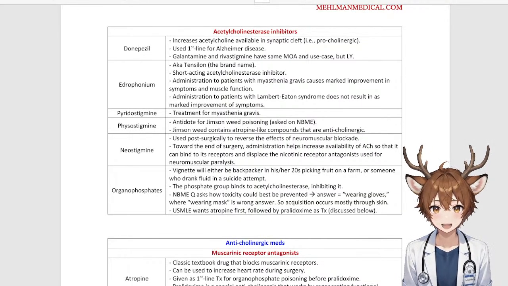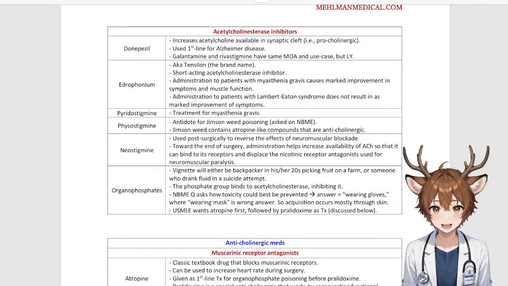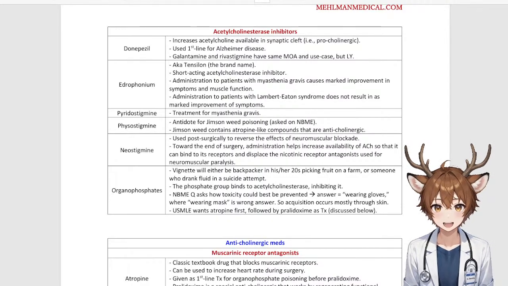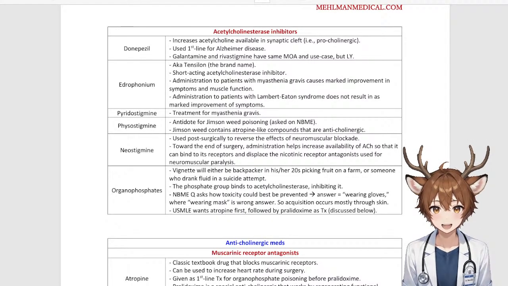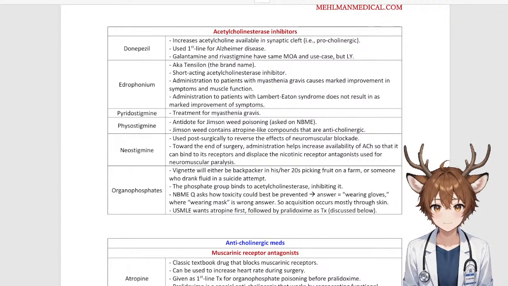Oh, I'm sorry. I read that incorrectly. Wearing gloves is the answer. Wearing a mask is the wrong answer. And the reason why wearing a mask is the wrong answer is because it's spread through the skin. So if you're messing around with the plants and it has these organophosphates on it and you get sick from it, how would you prevent it? Wearing gloves. Mask wouldn't help, okay?